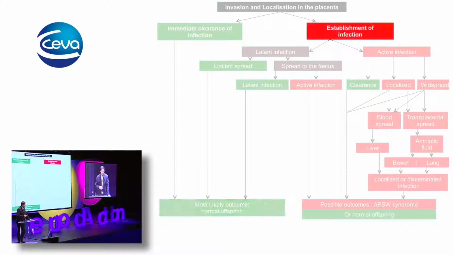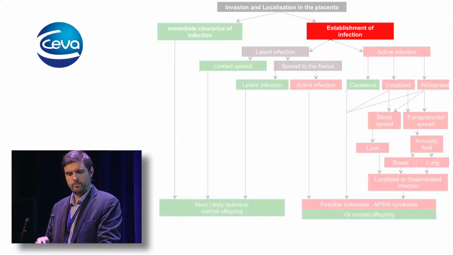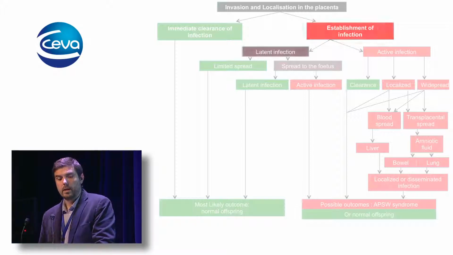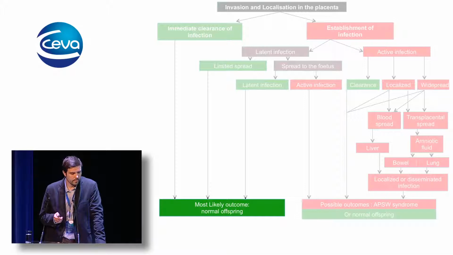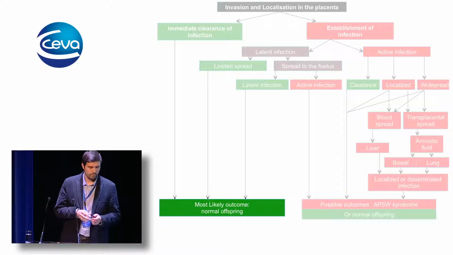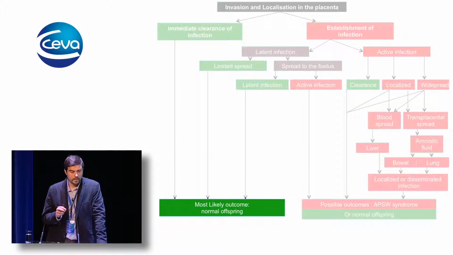And if we have an establishment of the infection, which means that we don't have immediate clearance, we have once again both possibilities. The first one is the implementation of a latent infection. And if this infection has a limited spread, the most likely outcome, once again, is normal offspring. If there is a spread of the bacteria to the fetus, once again, two possibilities, still a latent infection with, once again, most likely outcome normal offspring.